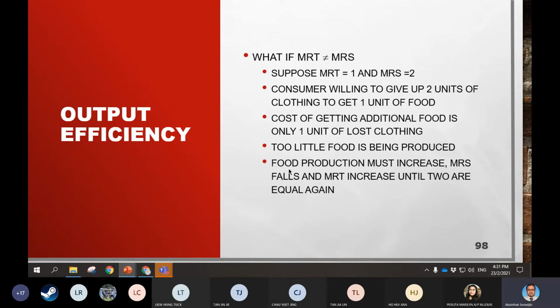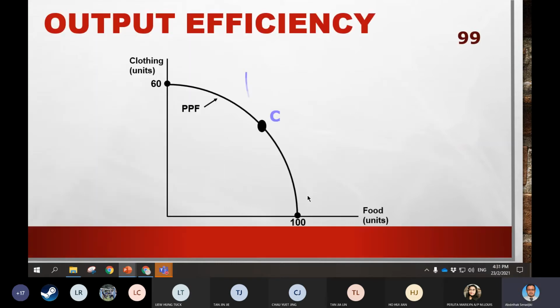So we will have here the food production must increase, and the marginal rate of substitution falls and the marginal rate of transformation increases until the two are equal. So I see it here. Okay, yeah? So this is the production possibility frontier.